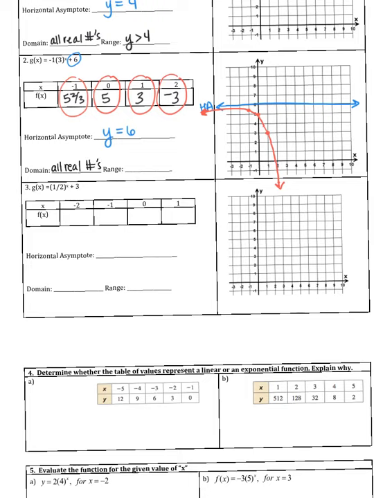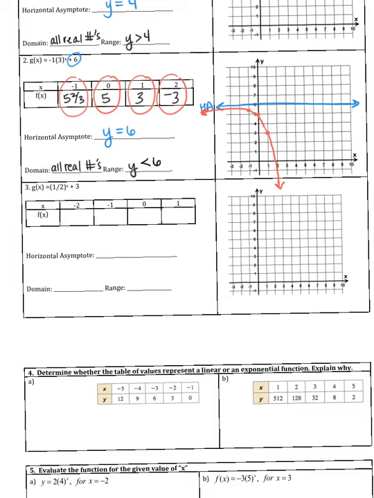However, your range has to do with y. Your y values are only existing below this horizontal asymptote. They will never cross above it. So we know that our y values are always going to be less than 6. All right, let's do number 3.